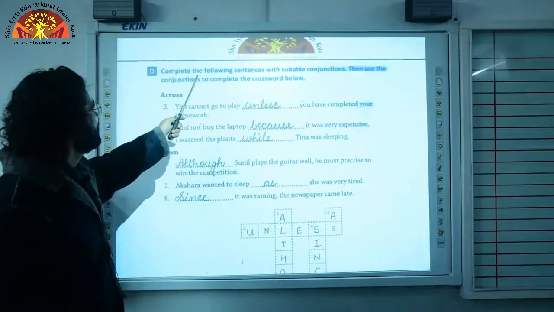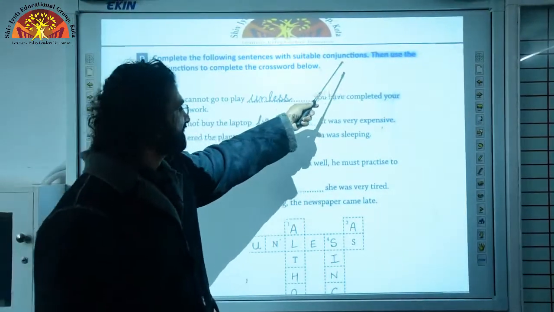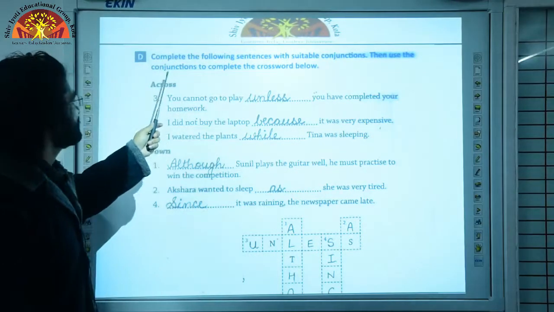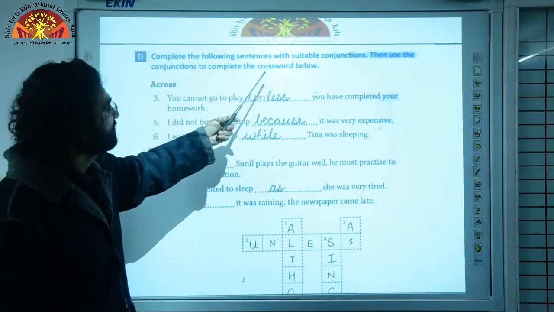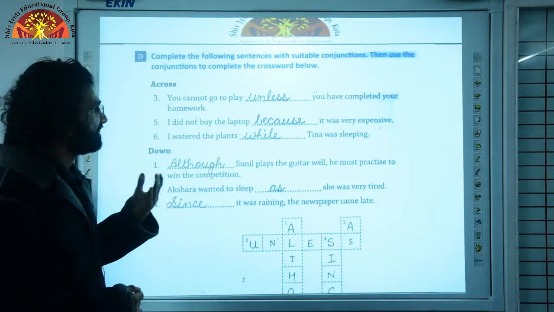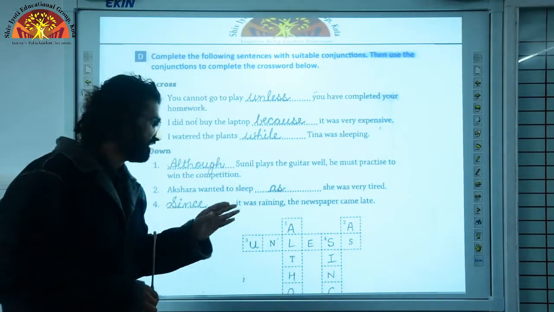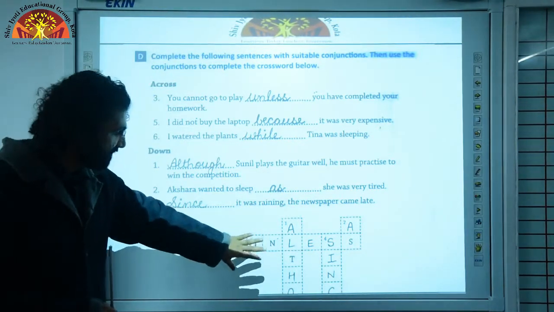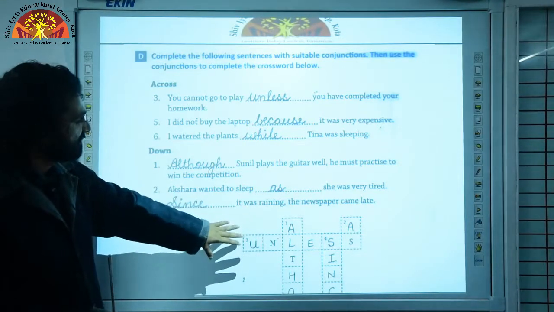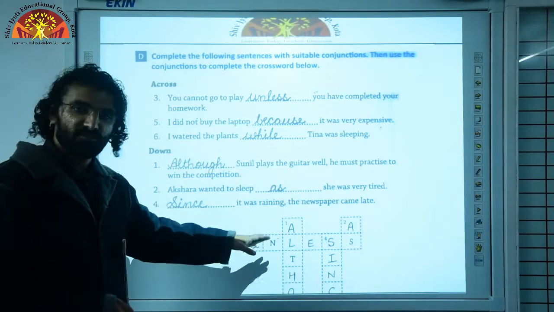Exercise D. Complete the following sentences with suitable conjunctions. Then use the conjunctions to complete the crossword below. So we have to use the suitable conjunctions to fill in the blanks, and then we have this beautiful, interesting crossword waiting for us, which you will have to do as your homework at home.